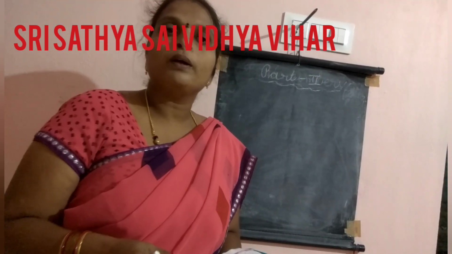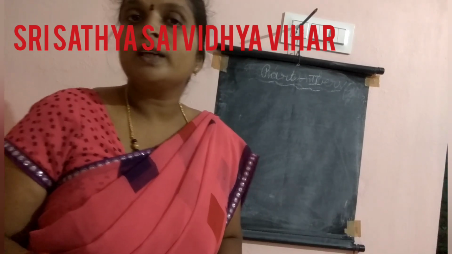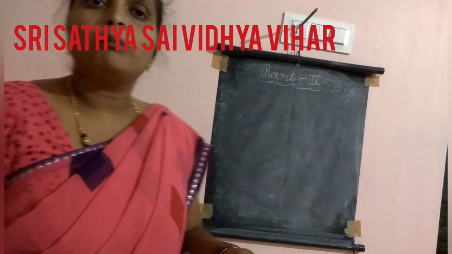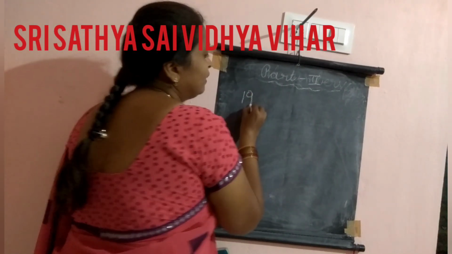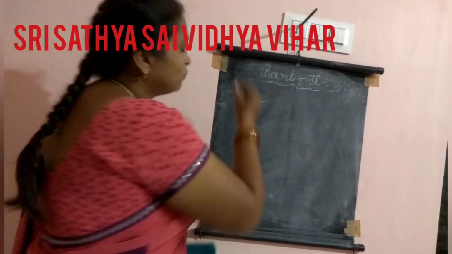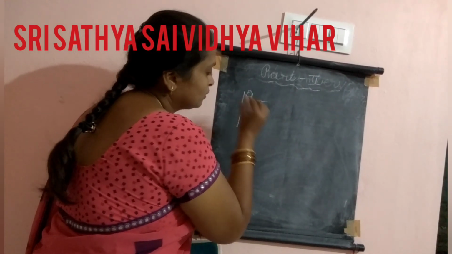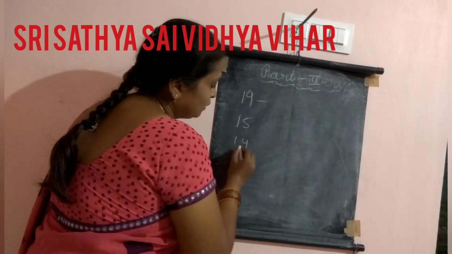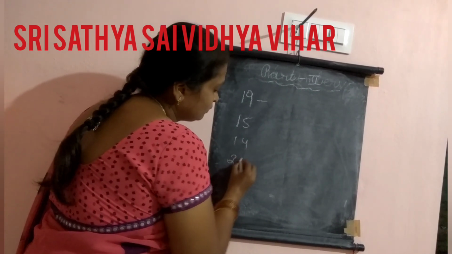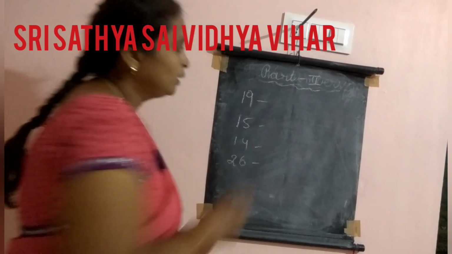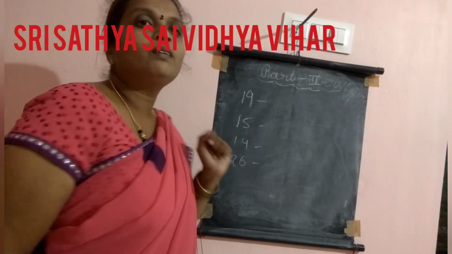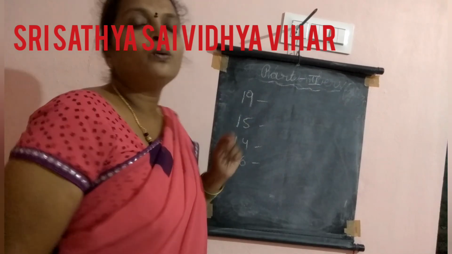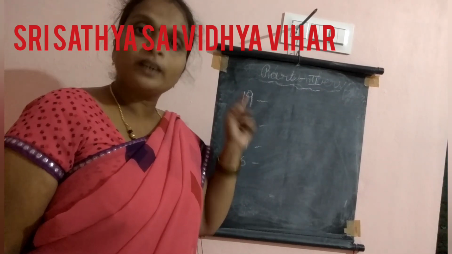The next topic of the 6th class is rounding of numbers. What is meant by rounding of numbers? For example, I am taking some numbers here: 19, 15, 14 and 26. Here I have to round off the numbers to the nearest tens.